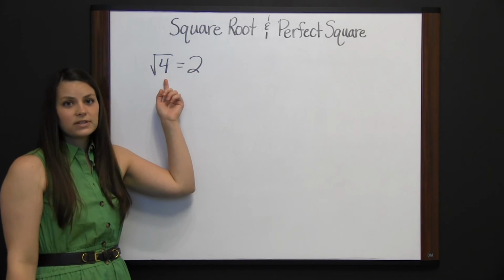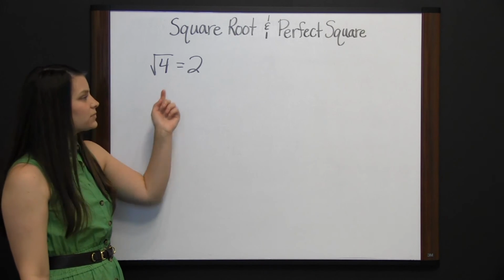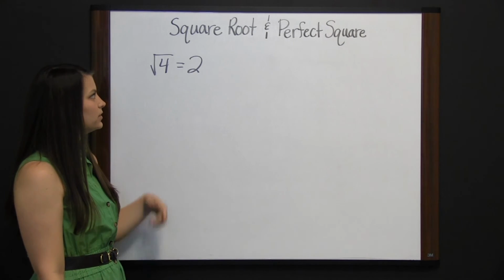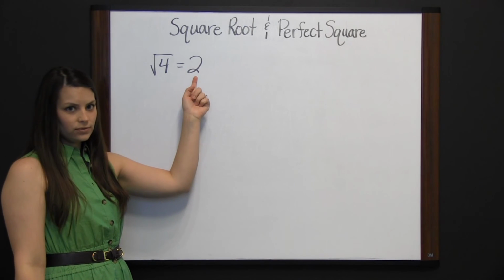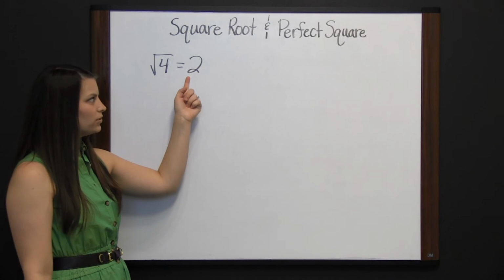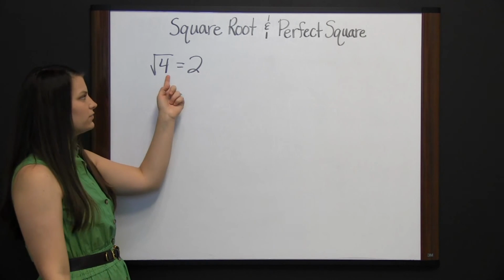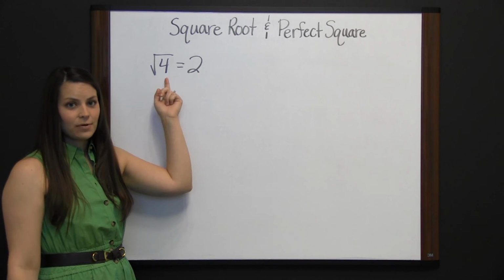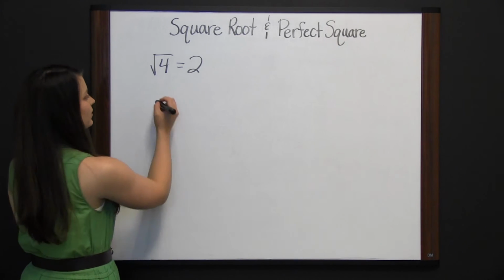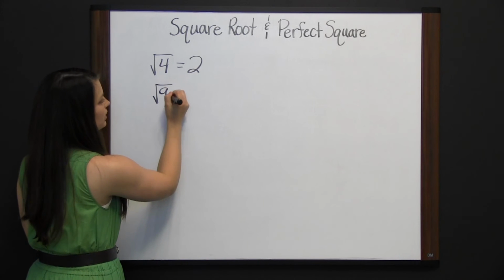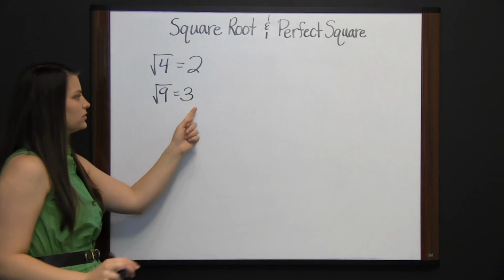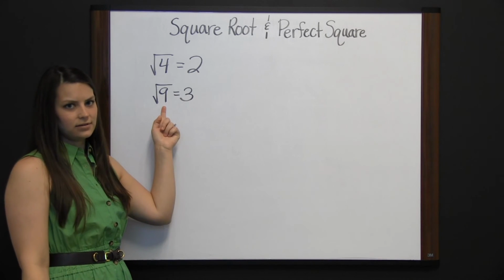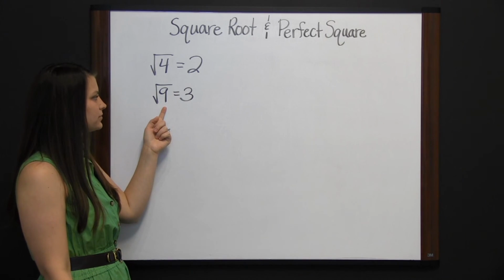4 is a perfect square. A perfect square is a value that has a whole number square root. The square root of 4 is 2, so its square root is a whole number, which means that 4 is a perfect square. Another example of a perfect square is 9. The square root of 9 is 3, so the square root is a whole number, which means that 9 is a perfect square.